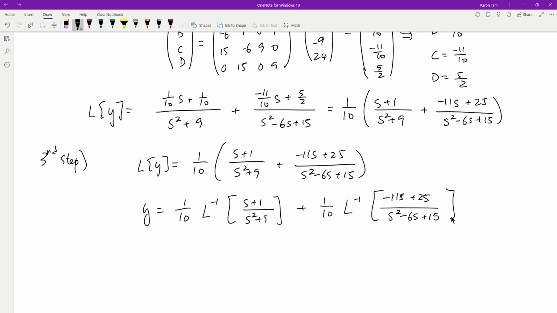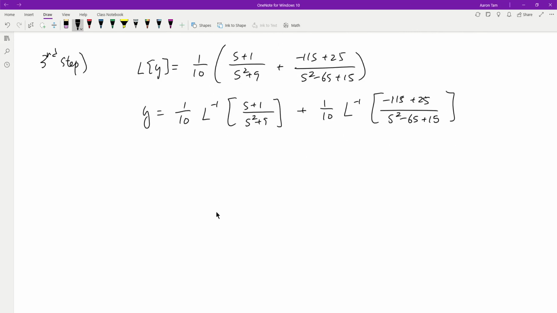All right, so how do I do this? Once again, use the table and figure out what would fit into our table correctly. I'm going to deal with these two inverse Laplace transforms individually and try to figure it out. So here's my first one.